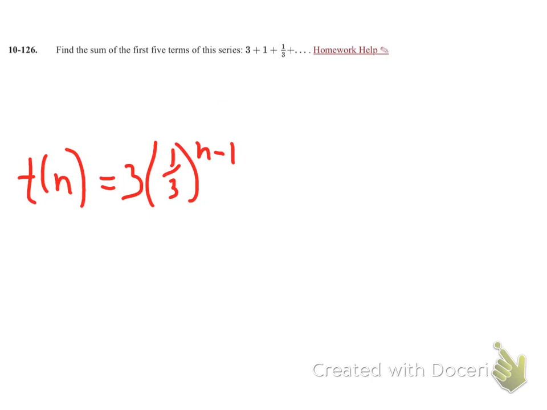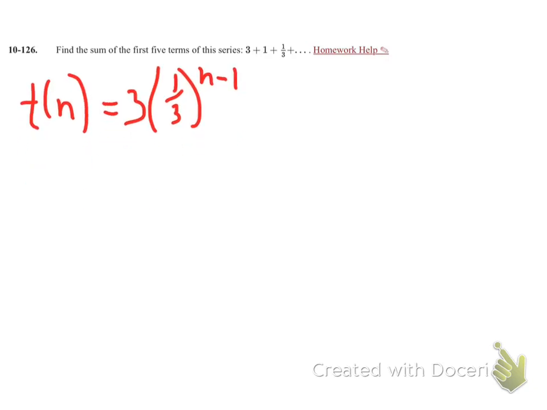Also, even though this ends with a dot, dot, dot, which means it looks like it does not ever end, it continues forever, we only want the sum of the first 5 terms. So this is not an infinite series. We're dealing with a finite geometric series, which means it does end. We want just the sum of the first 5 terms. So now we're going to be using the formula for that.